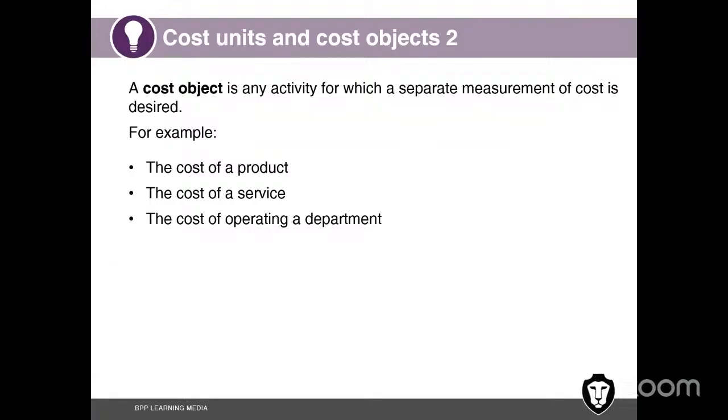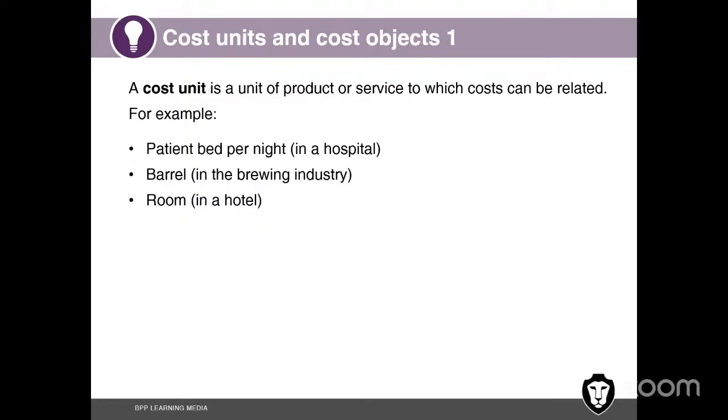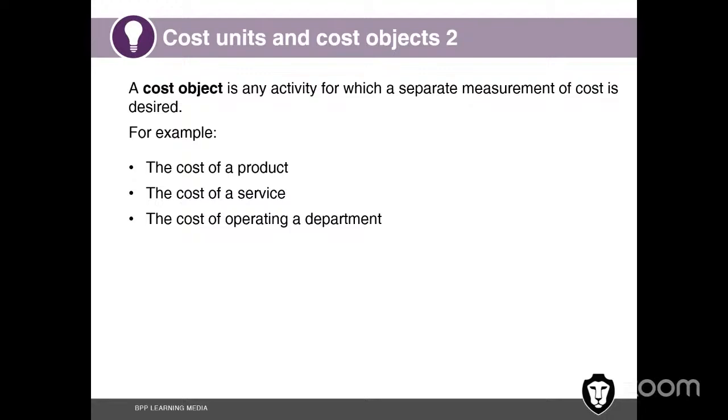The cost object now is any activity for which a separate measurement of cost is desired. So the cost object would be like the cost of a product, or the cost of a service, or the cost of a department. So go again. The cost unit is a unit of product or service you can relate the cost to, whereas the cost object is any activity. So the unit has to do with a unit, the object has to do with an activity. So what is the cost of producing a product, the cost of a service, the cost of the accounts department or operating a department?